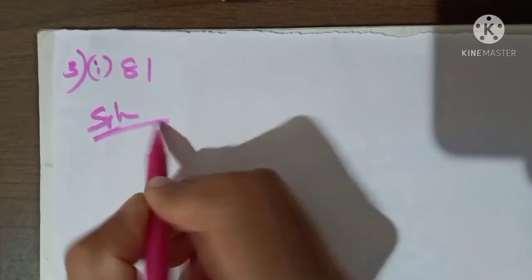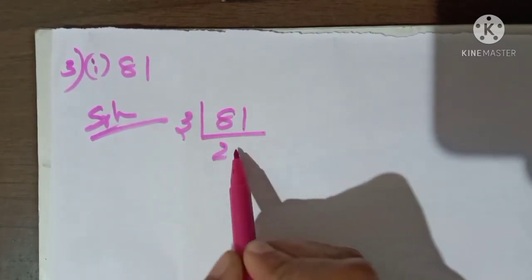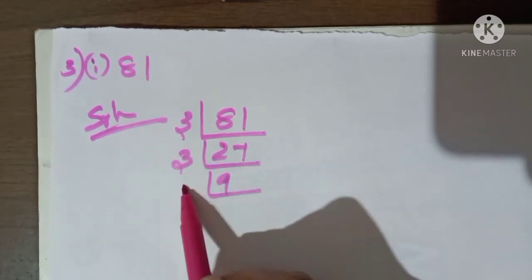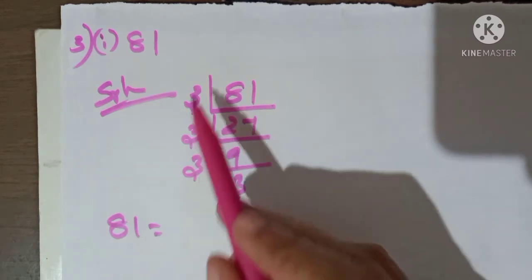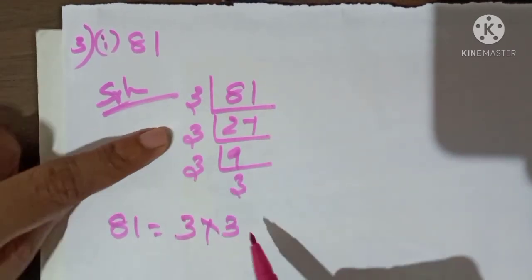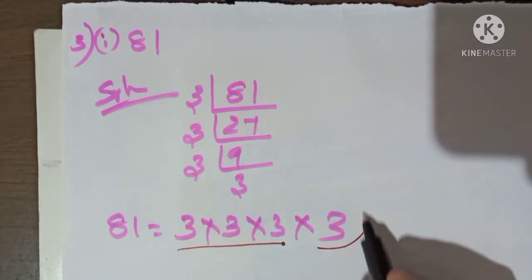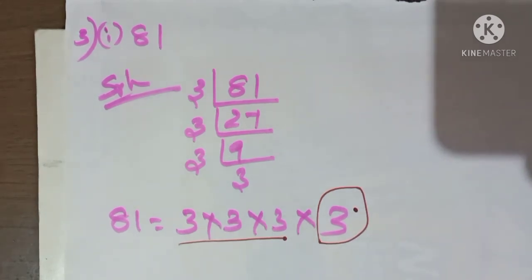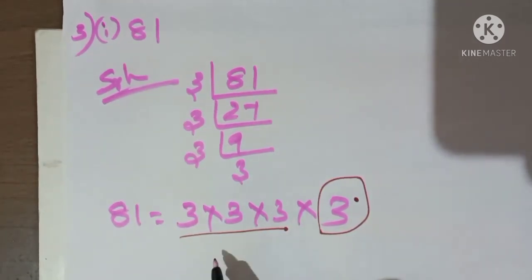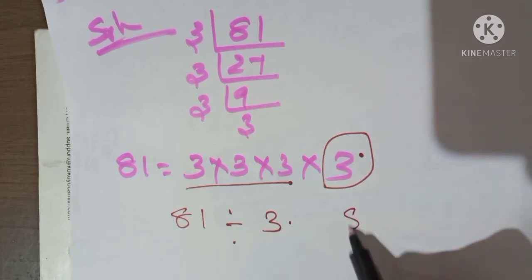So 81, right? Solution: prime factorization method. 81 we can divide by 3. 81 divided by 3 gives 27. 27 again is divisible by 3, 9, then again 3, 3. Now write down 81 is equal to 3 times 3 times 3, and again 3. This is one group, but here you have only one 3. So here you want to divide by one smallest number to get the perfect cube. 81 is not a perfect cube. So here division: with 81, you will be dividing by this 3. 81 divided by 3.